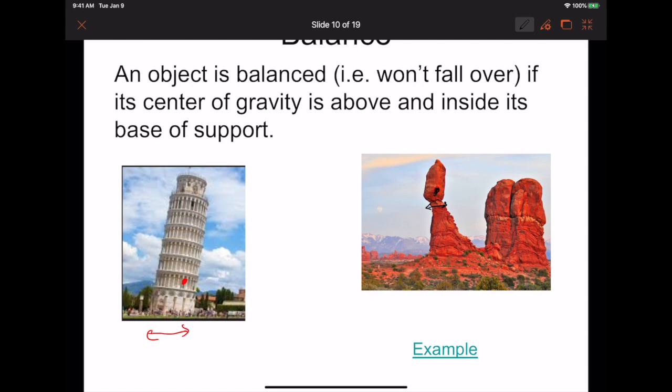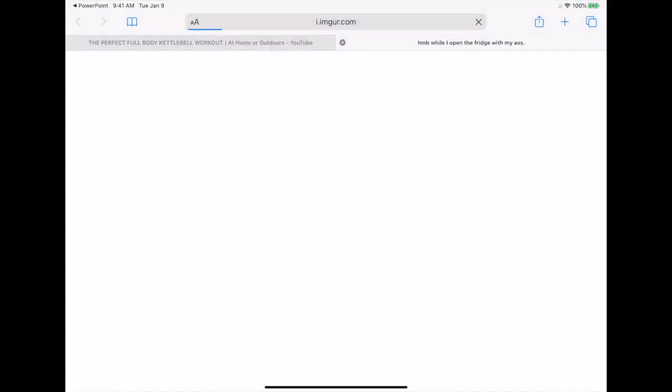I'll show you a dramatic example of the center of mass of an object shifting beyond the base of support. Okay, so watch this carefully.